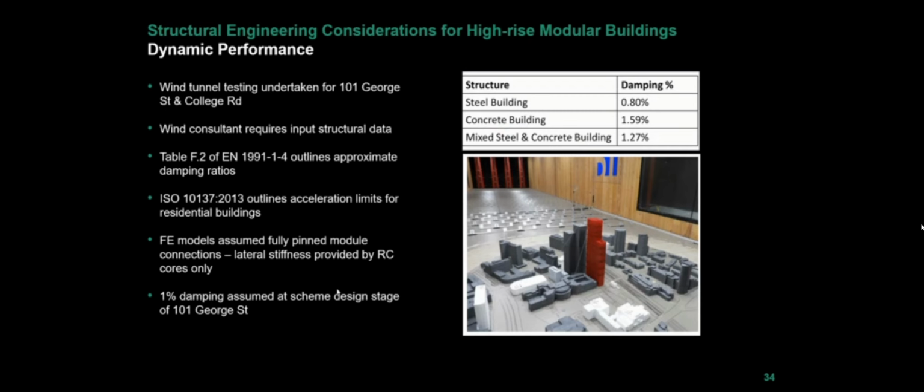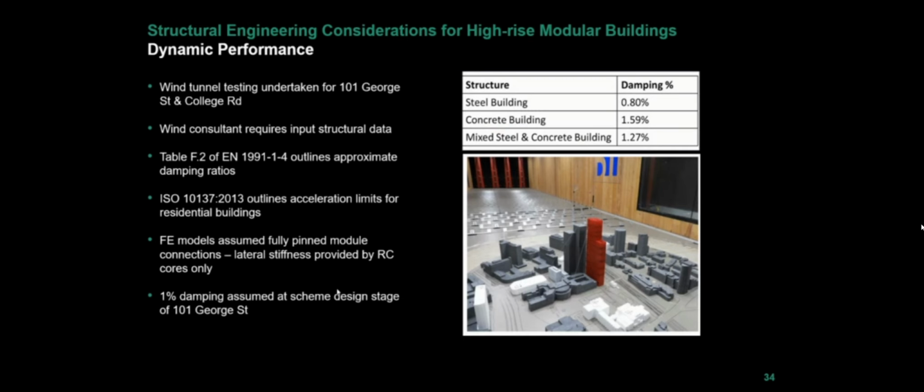And the wind tunnel consultant then needs structural properties of these buildings. Now, Eurocode has some guidance on standard input parameters, especially for damping. There's a copy in the table in the top right-hand corner there for steel, concrete or mixed buildings. But those values for modular were not very well defined, especially when we started looking at the likes of 101 George Street three or four years ago. There was no database for us to work from for damping levels.